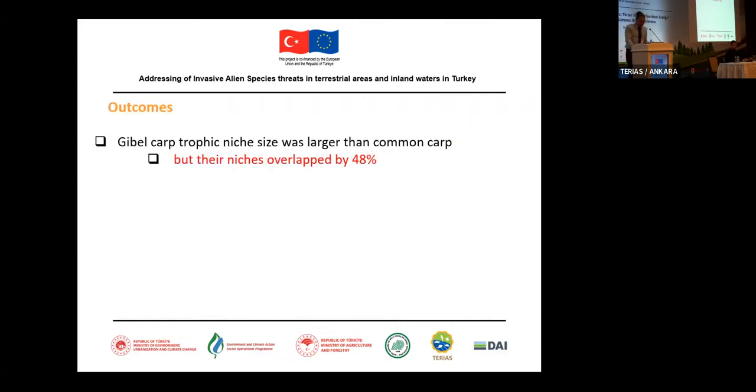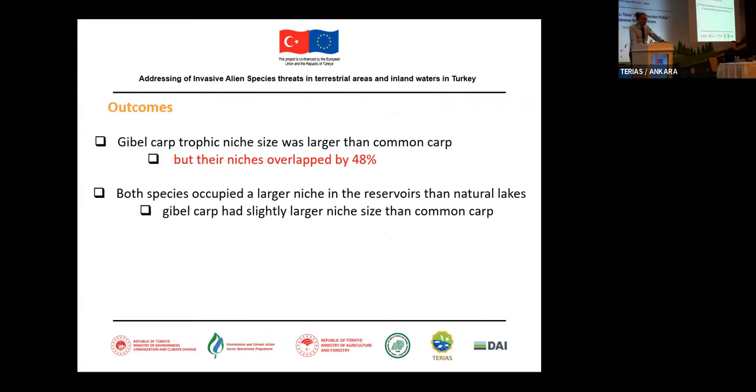So what are our outcomes? First, gibel carp trophic niche size was larger than common carp, but their niches overlapped by almost 50%. The second important outcome is that both species occupied a larger niche in the reservoirs than natural lakes. This was clear, and gibel carp had a slightly larger niche than common carp.